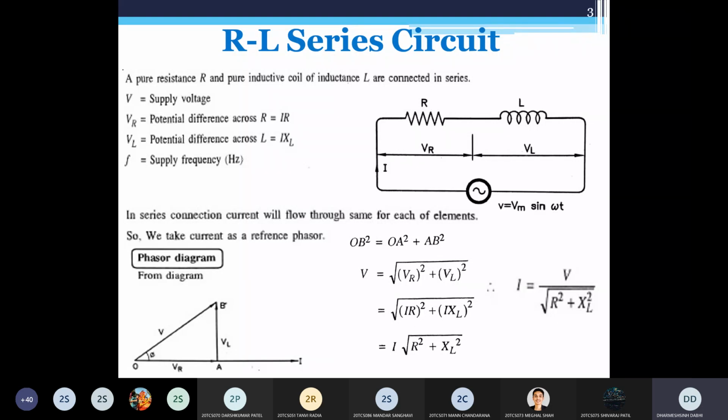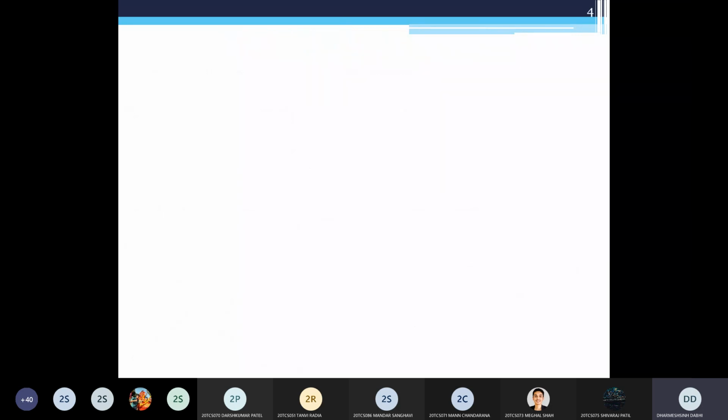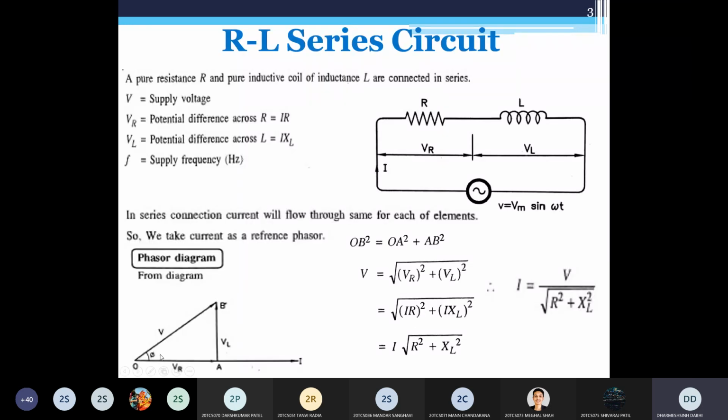Okay. So as one student previously said, tan phi. What is tan phi? From this vector diagram, you find tan phi is VL by VR. What is VL? That is I into XL. And VR is what? I into R. So what is tan phi? XL divided by R, XL by R.